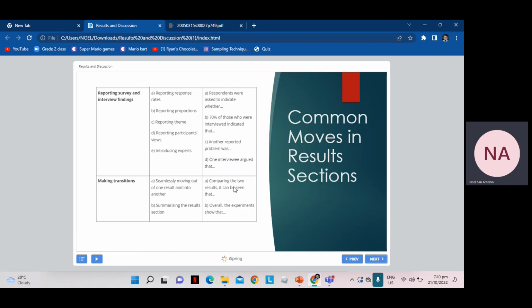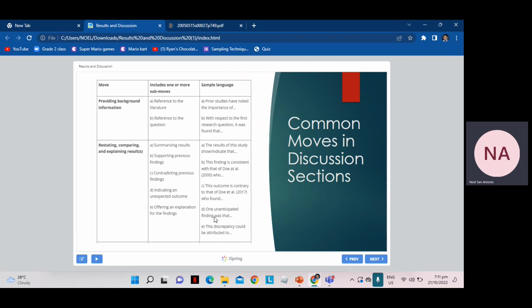For example, sa letter A, comparing the two results, it can be seen that, so dalawang results na agad yung na-describe mo dyan. Di ba? Before that statements. Or you can also summarize the results of your section or the result section. Like for example, overall, the experiments show that.